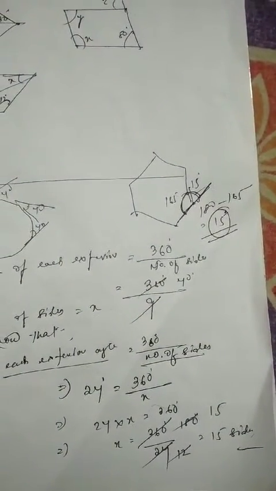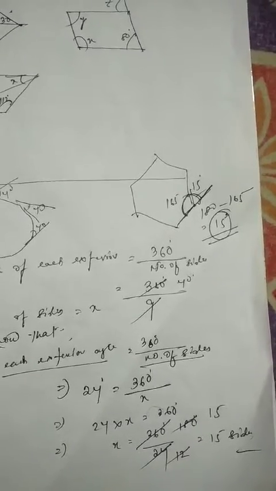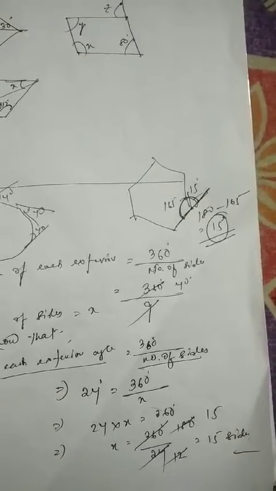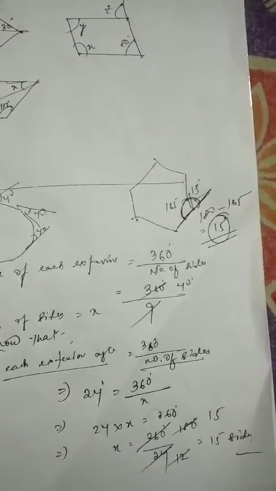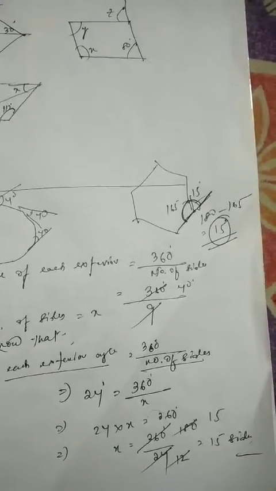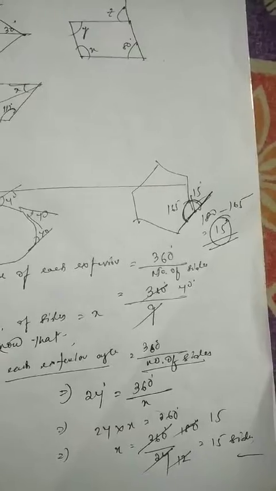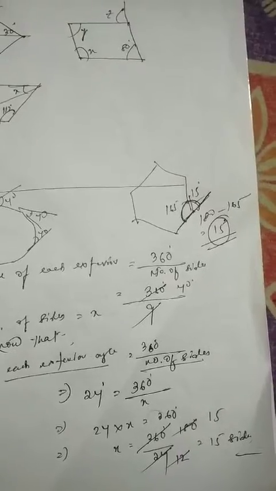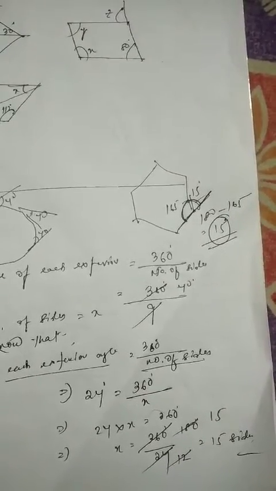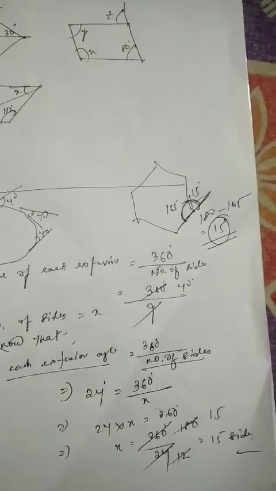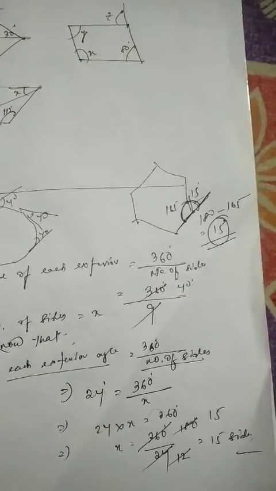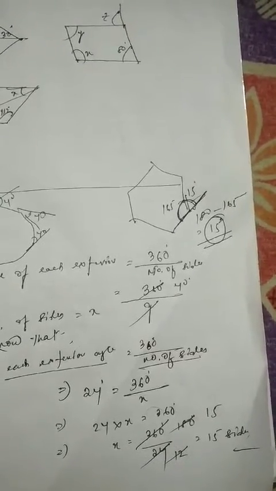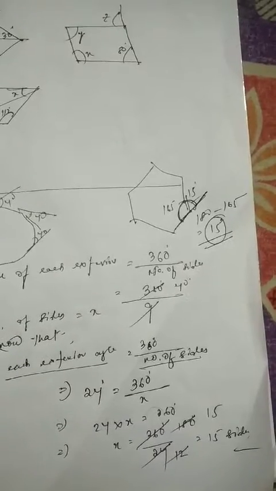So children, if I got the measure of each exterior angle as 15 degrees, can we find the number of sides now? Of course we can. We will use the same process. We don't know the number of sides, so we will consider x and write 15 degrees is equal to 360 by x. Now from here get the value of x, using the same process which I have shown in question number 3.